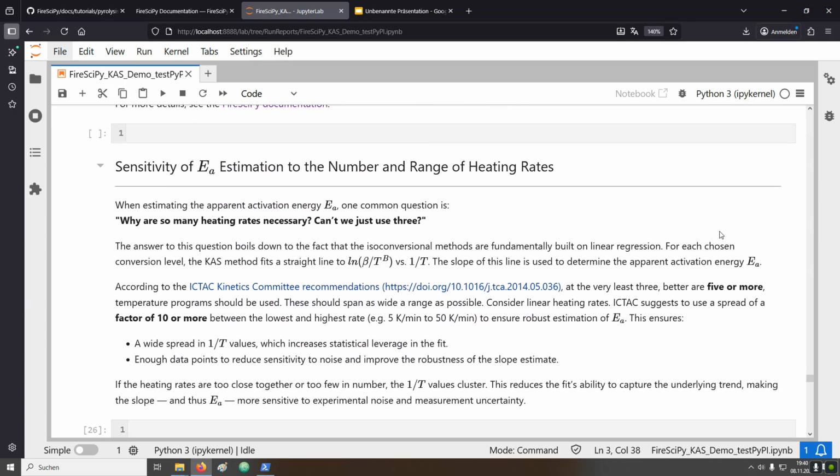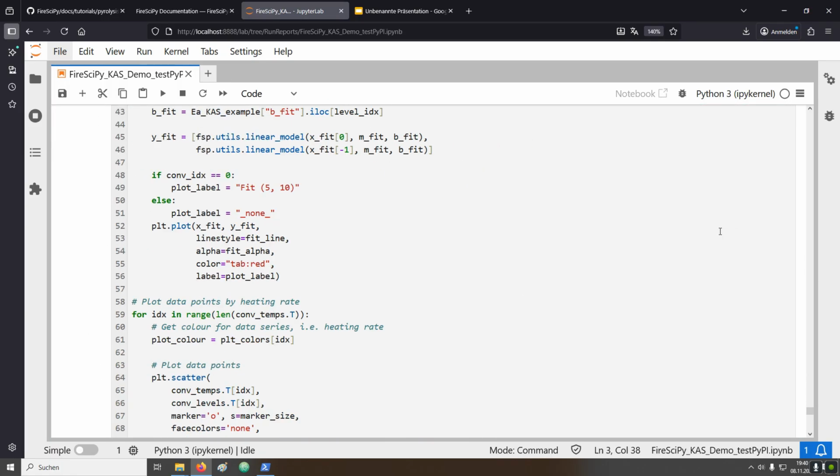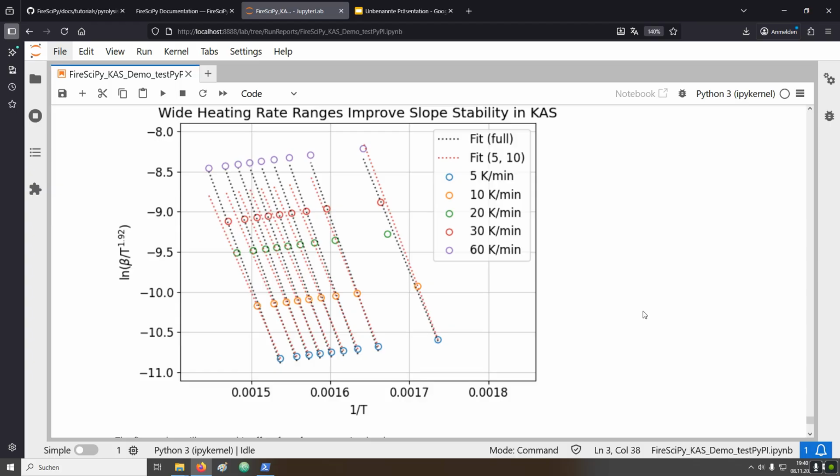As already alluded to earlier, the number and values of the temperature programs are an important factor of this assessment. I would like to demonstrate this here. Please also refer to the previous video. For the isoconversional methods, the activation energy is estimated from a linear fit. A large difference between the lowest and the highest heating rate pushes the data series further apart. See for example the purple data points at the top and the blue ones at the bottom.